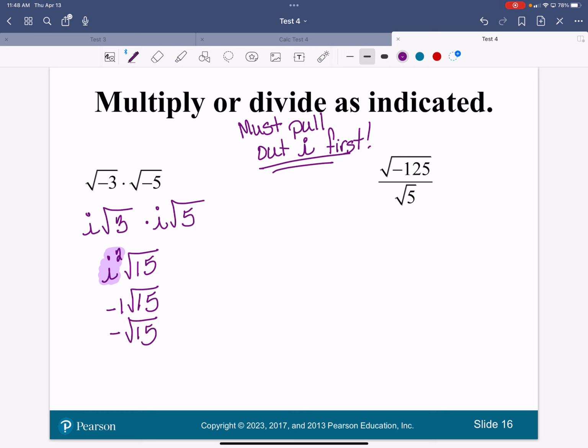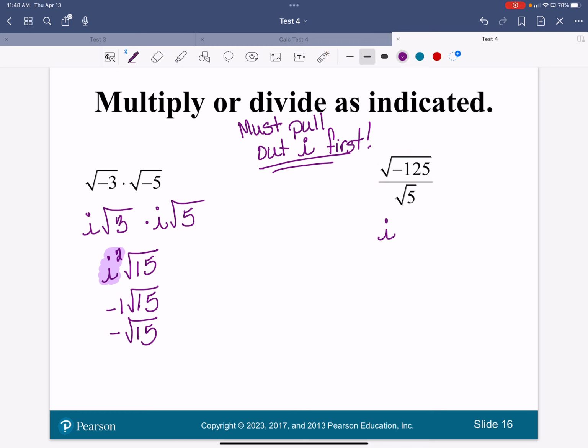So that's what you've got to think about. You've got to pull this i out first. Then when I get i times i, and I'm left with i squared, you've got to turn that into -1. Okay? So for here, I'm going to deal with this first. I've got to get that i out.